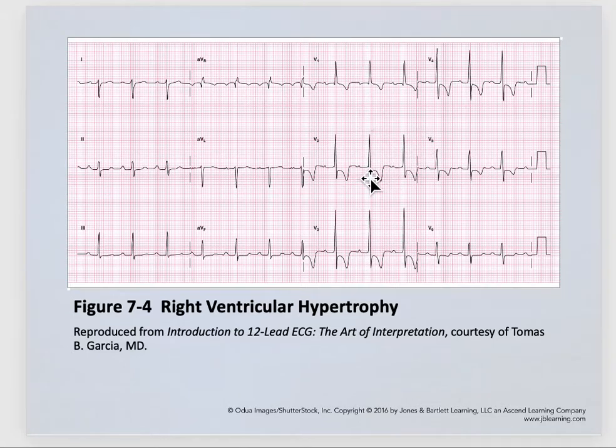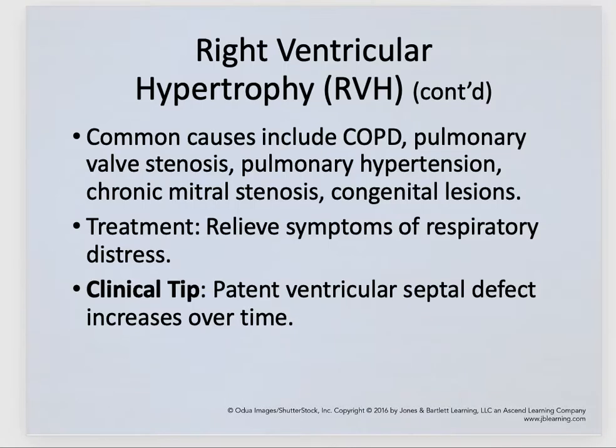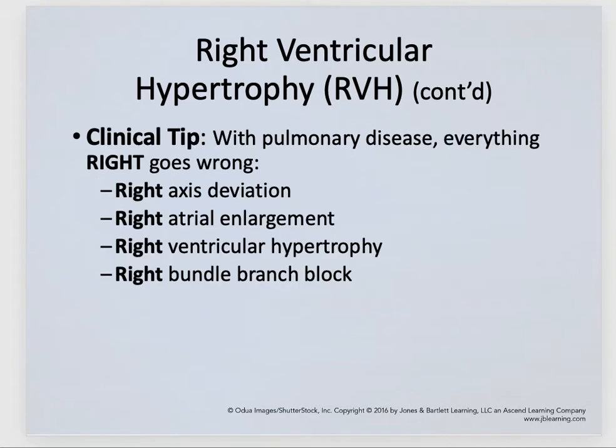The other thing in V1 and V2 is you have your RS ratio. Again, what would cause this? Pulmonary valve stenosis, hypertension, chronic mitral stenosis. Anyways, symptoms. Usually they're going to be on medicines to relieve some of that respiratory distress that they're in. The ventricular septal defect could increase over time, which we haven't really spent a lot of time on. I want you to know that the R wave is tall in the V's, those chest leads, more on the right side, less on V5 and V6, which lie over the left side.